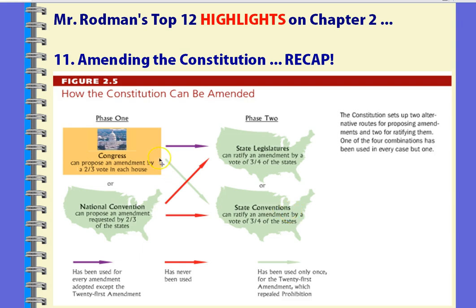The most common method we've used in 26 of 27 amendments was by Congress and then the state legislatures, with 3/4 of those state legislatures to approve. This has been the most common method, 26 of 27 times. The only exception to that was the 21st Amendment, in which state conventions were used in order to repeal Prohibition, that 21st Amendment.